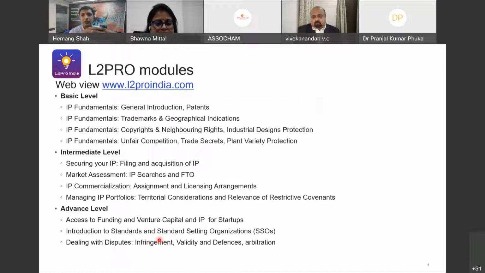So the program is split across 3 modules. I recommend every startup to be familiar with the basic level module, right? Because this will get you wide perspective on all aspects of IPR.